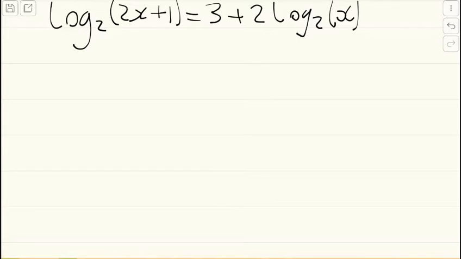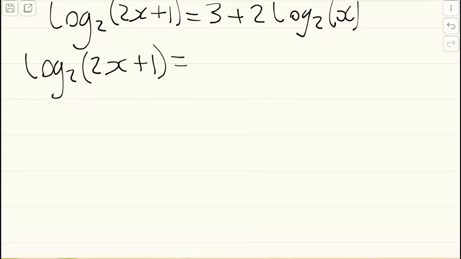Okay, and this is our next example. Log to the base 2 of 2x plus 1 equals 3 plus 2 log to the base 2 of x. Again, same thing. I'm going to get everything with a log on one side and everything without a log on the other. So I'm just going to subtract 2 log to the base 2 of x from both sides. So I get log to the base 2 of 2x plus 1, take away 2 log to the base 2 of x, and that equals 3.